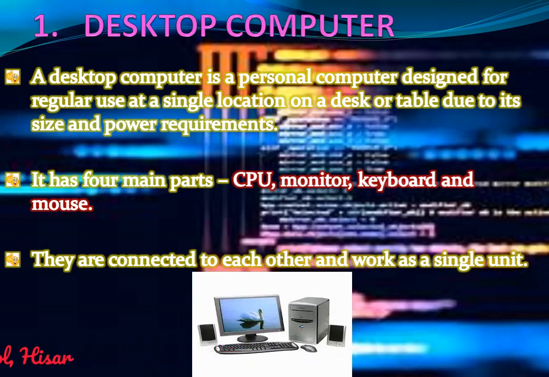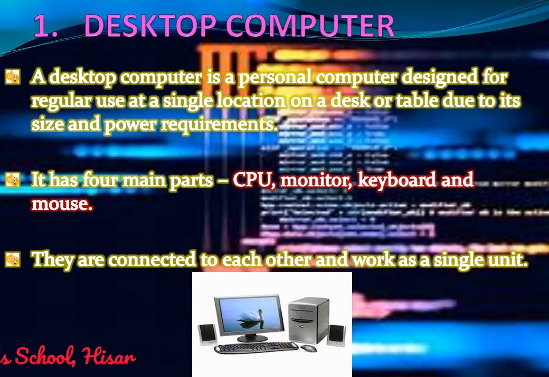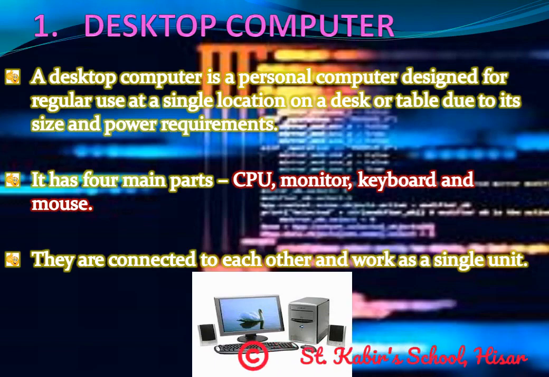Now there are 4 main parts in desktop computer. First one, CPU, monitor, keyboard and mouse. Now all these 4 parts are connected with each other and they work as a single unit. And this computer, that is desktop computer, is always placed on a desk or a table. That's why the name is desktop computer.